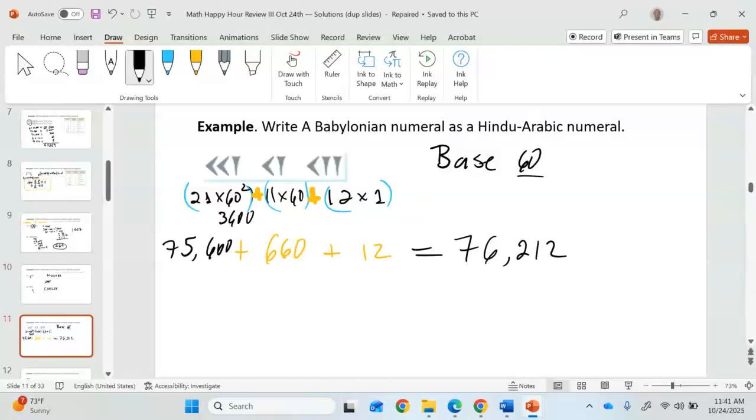So let's do this on the calculator. 72. It seems like I missed a 60, 72. This 60, I forgot to include it. So the final answer is 76,272. Okay, so that's how to write down a number that is in Babylonian when you have the Babylonian symbols and you write it in Hindu Arabic.